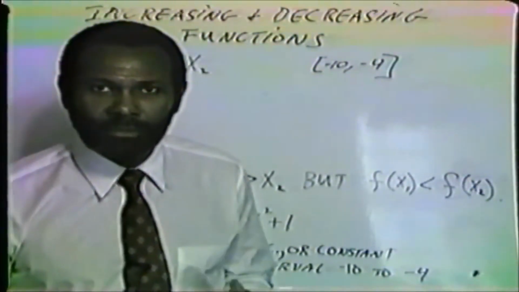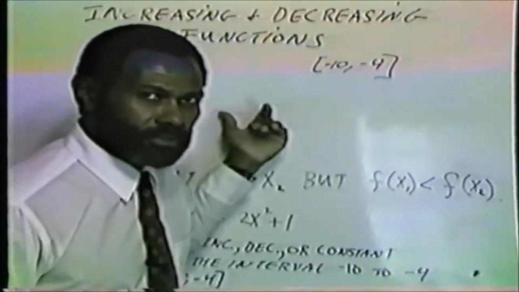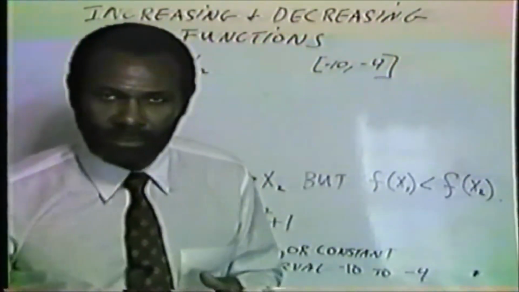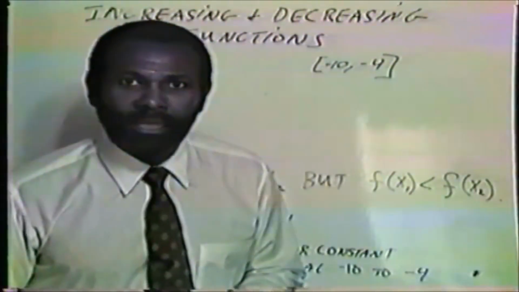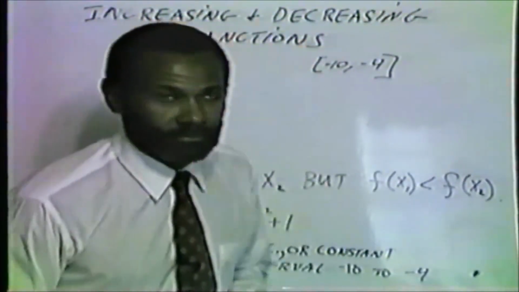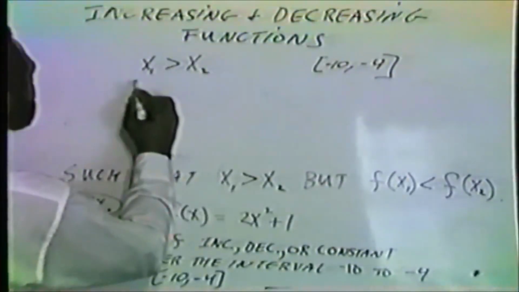We have to make sure that when we set the problem up, the first condition is true, that x of 1 is greater than x of 2. And that's the way we have to choose our numbers. If you said that x of 1 is equal to negative 4, you're right, because negative 4 is greater than negative 10. So we start out with this.